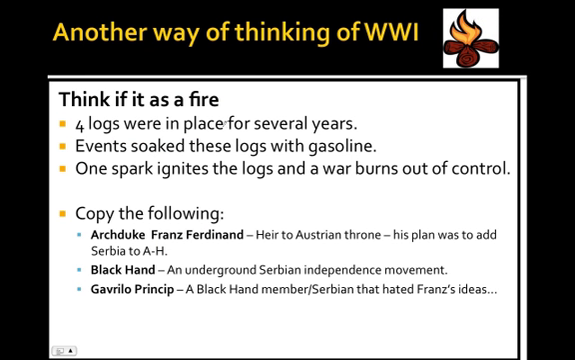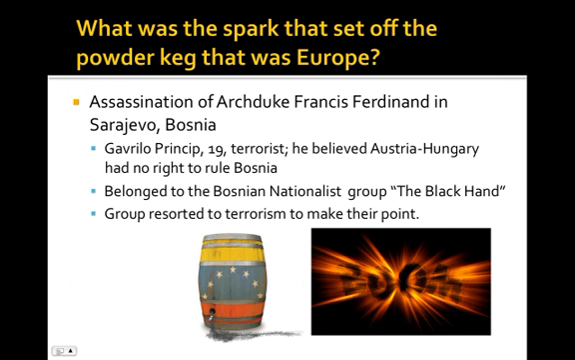Think of this World War I as a fire. We've talked about this. You've got these 4 logs, NIMA, soaked with gasoline. What's going to be the spark? We're going to talk about a guy named Archduke Franz Ferdinand. Remember, he is Austrian. We're going to talk about a thing called the Black Hand. That is a Serbian independence movement. Gavril Princip is a Serbian that's in the Black Hand. So Black Hand and Gavril Princip work together to kill Franz Ferdinand.